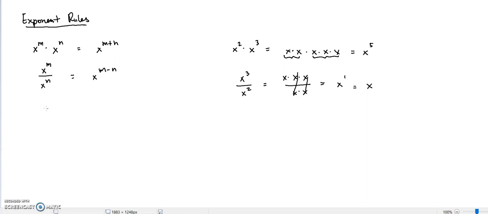Next one, raising a base to 2 exponents. Now this is different from the first one. The first one we're multiplying 2 things with matching bases. This is one base with 2 exponents. So when we do that, we're going to have x to the mn. So this would be like x squared cubed. See the difference here? This would be x squared times x squared times x squared. That would give me a total of 6 of them, because I've got 2 plus 2 plus 2, which is 2 times 3, which gives me x to the 6th.